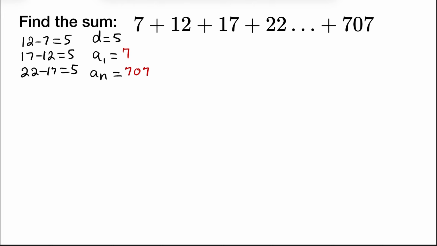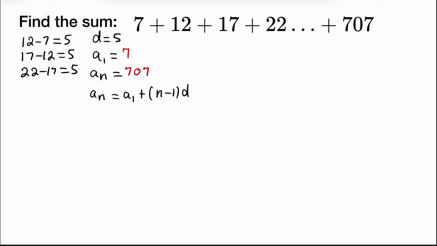All right, so now what we're going to do here is use the nth term formula. So let's go ahead and do that so we can find the number of terms. And we know that formula is a sub n equals a sub 1 plus the quantity n minus 1 times d.